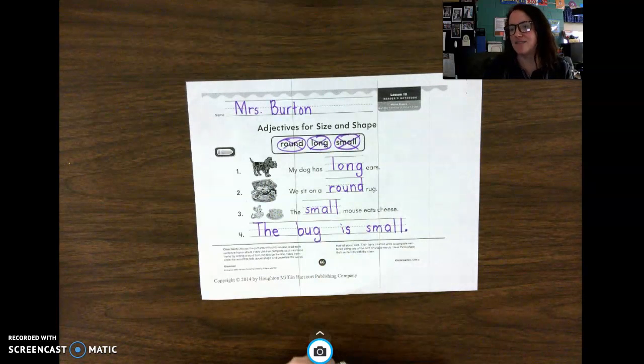Small is the adjective that is telling us the size of that bug. It is describing it so we know more about it.